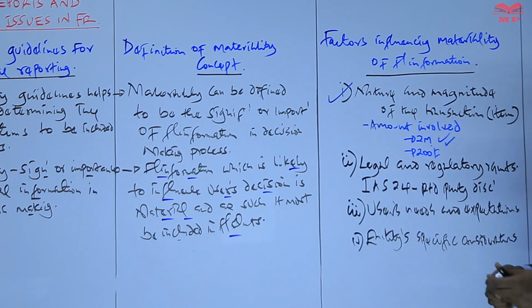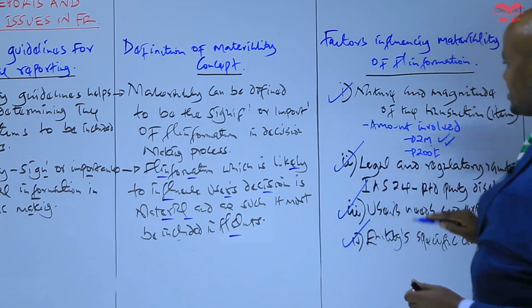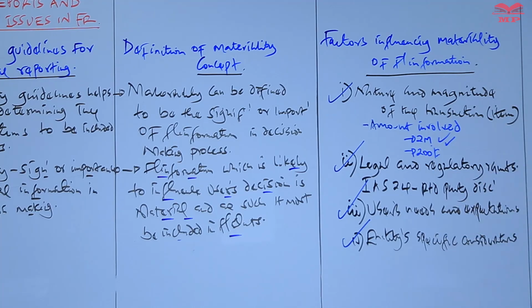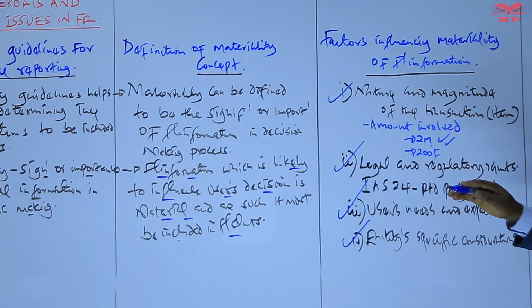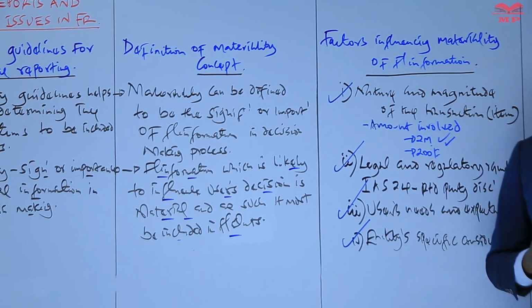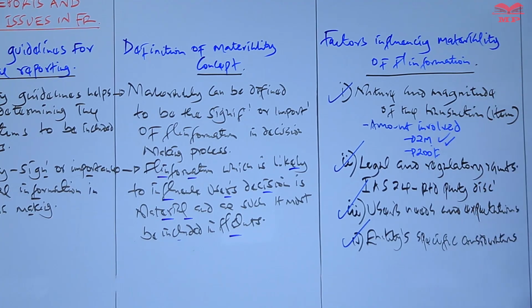So therefore, in this case, we have some of the factors which determine whether an item is material or not. And therefore, if an item which is already considered to be material is not disclosed in the financial statement, then those financial statements may be deemed to be misleading because they will influence the decisions which will be made by the users. So then we can proceed and look at the application of this materiality concept.